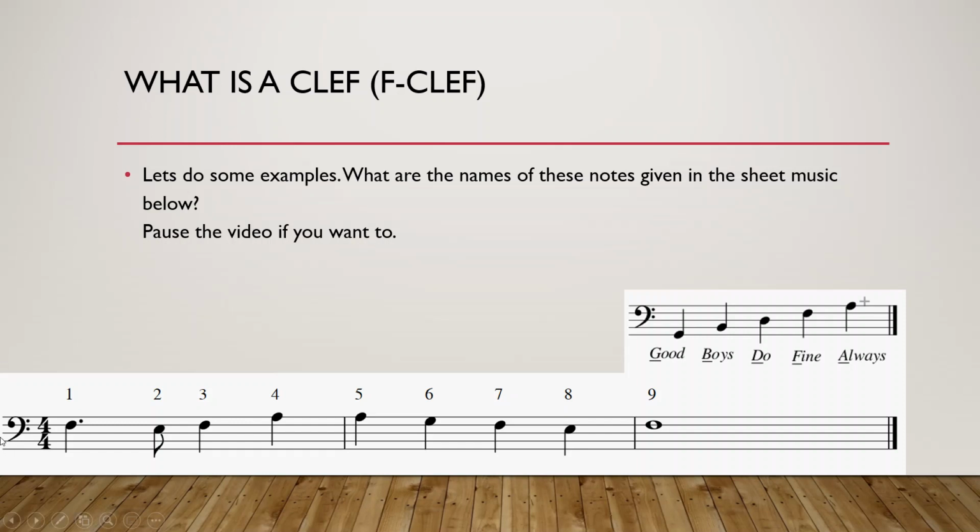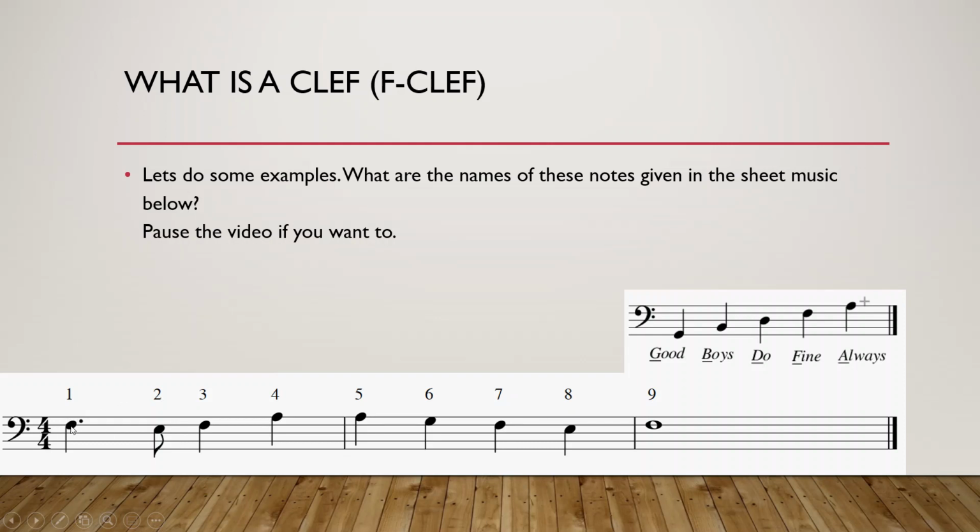So we are in F clef, also referred to as bass clef. And what did that mean again? That meant that a note on the fourth line is an F, no matter how the note looks. So we have a note with a dot, but that dot doesn't matter because we see the note is on the fourth line, therefore it automatically is an F, no matter how it looks. So number 1 is an F.